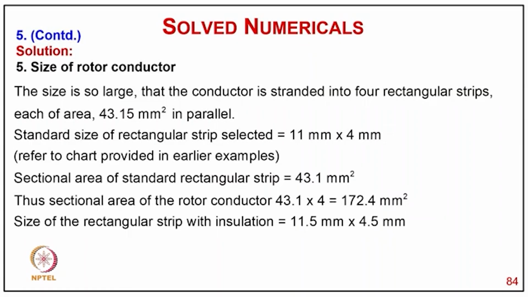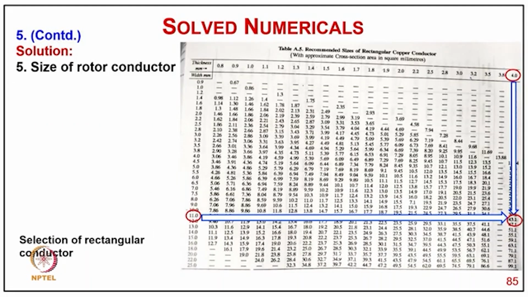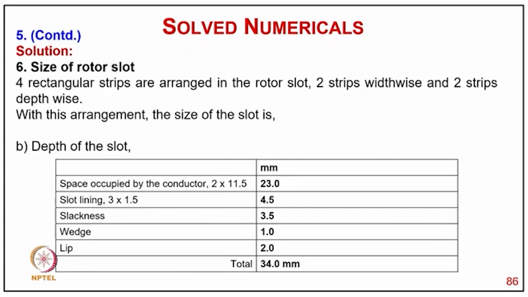millimeter square in parallel. Standard size of rectangular strip selected is 11 millimeter into 4 millimeter, and the sectional area of the standard rectangular strip is 43.1 mm square. Thus the sectional area of the rotor conductor is 43.1 into 4, that is 172.4 millimeter square, and the size of the rectangular strip with insulation is 11.5 millimeter into 4.5 millimeter. 11 millimeter width is considered with a thickness of about 4. So that's a standard selection for the rotor bar.